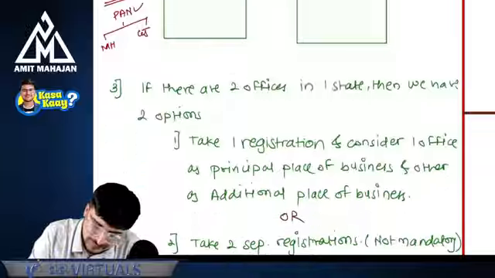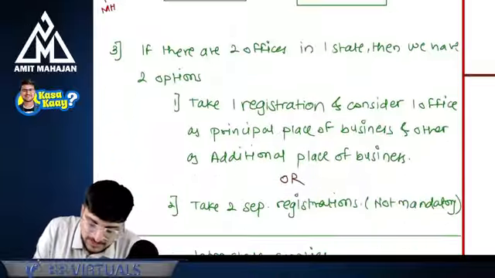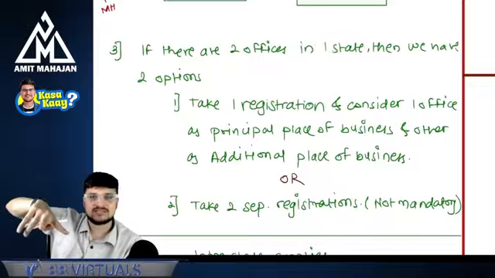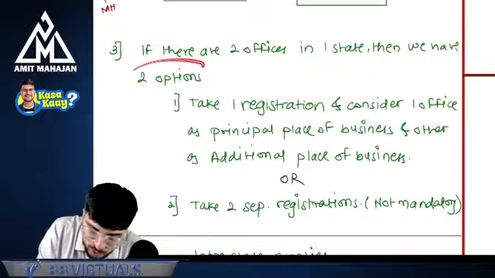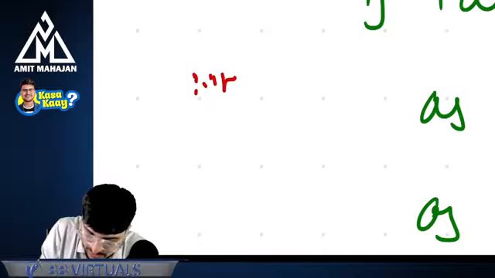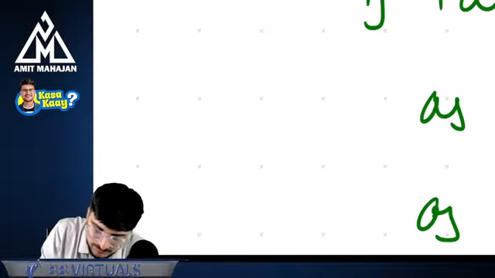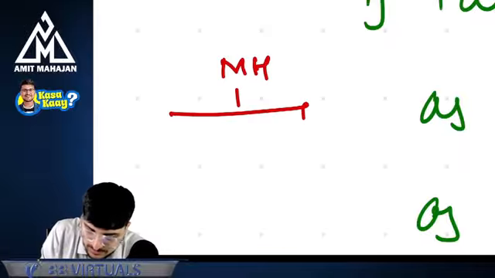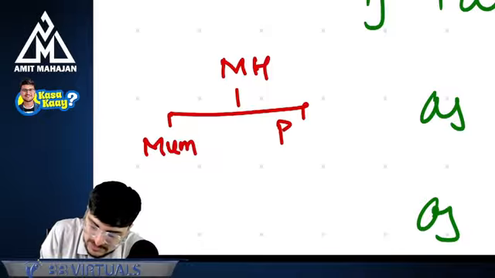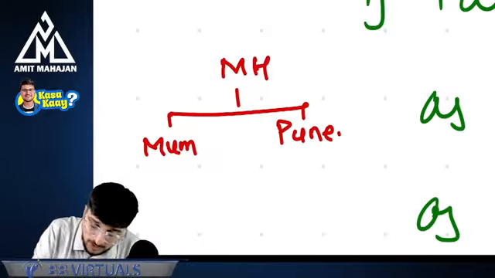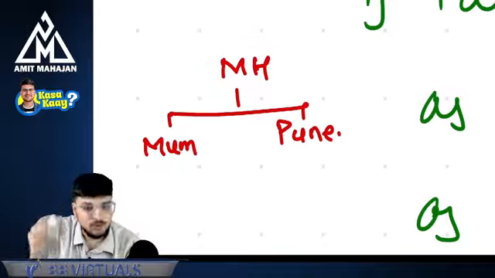Perfect. Please try to understand now. If there are two offices in one state, then we have two options. Say, for example, I will take one example. In Maharashtra, there are two offices. One is in Mumbai and the second one is in Pune. So in one state, there are two offices. Then I have two options.